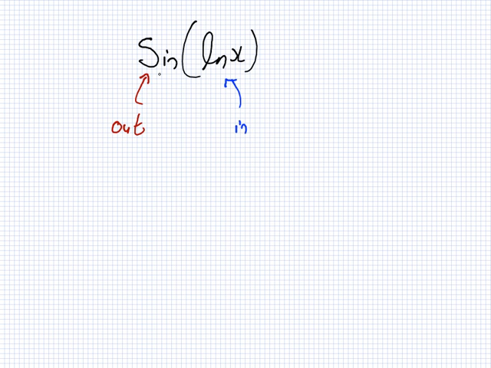So the outside is sine. What is the derivative of sine x? It's cos x. So this becomes cos log x instead of cos x. And then you multiply your answer by the inside's derivative. So what's the derivative of log x? 1 over x. And then that's it.